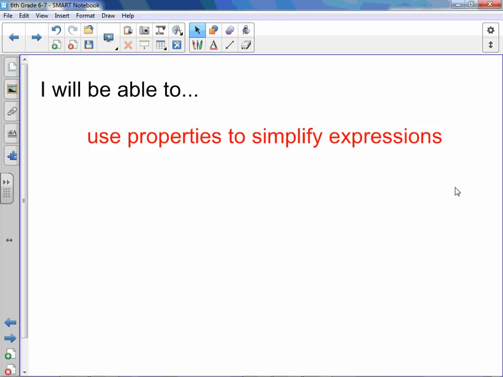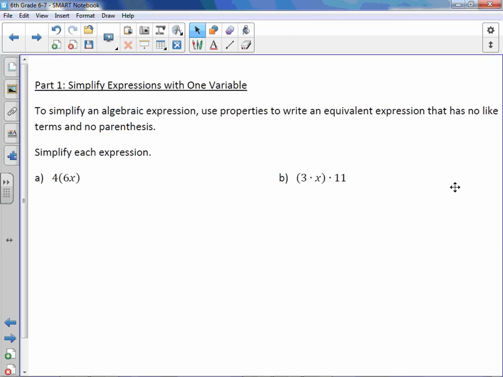Chapter 6, Lesson 7, Equivalent Expressions. You will be able to use properties to simplify expressions. To simplify an algebraic expression, use properties to write an equivalent expression that has no like terms and no parentheses.